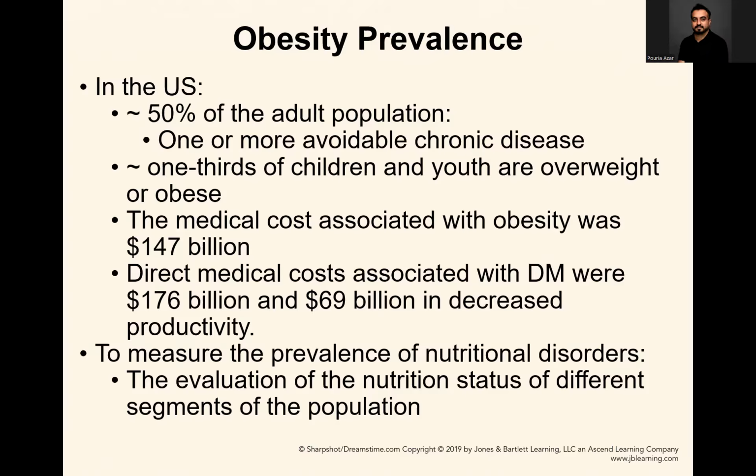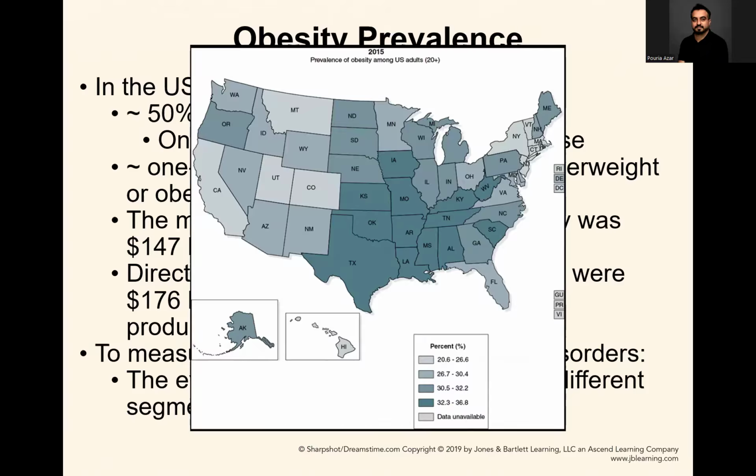And these high rates cause a substantial increase in healthcare costs, in medical costs. And it can cause other complications, other health problems. As I said, obesity and overweight are highly correlated with the prevalence and development of type 2 diabetes, cancer, heart disease, and etc.